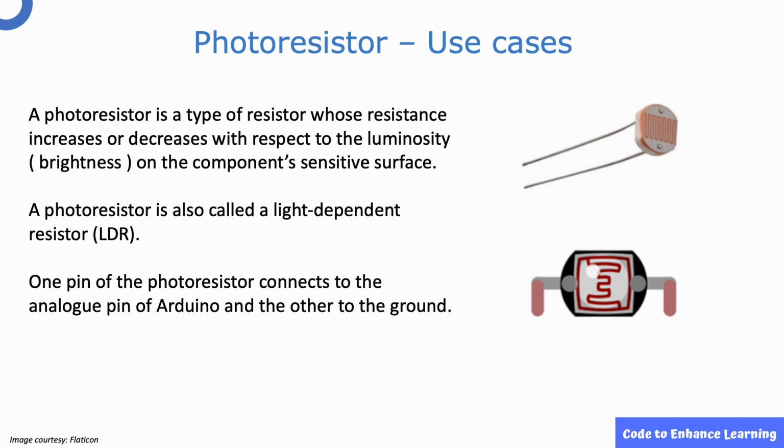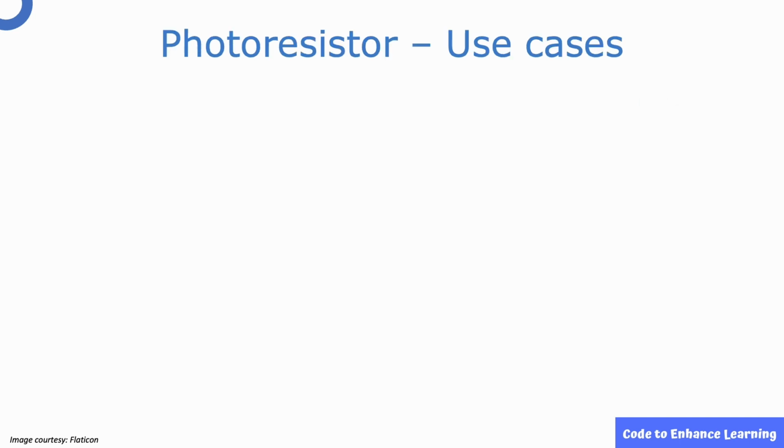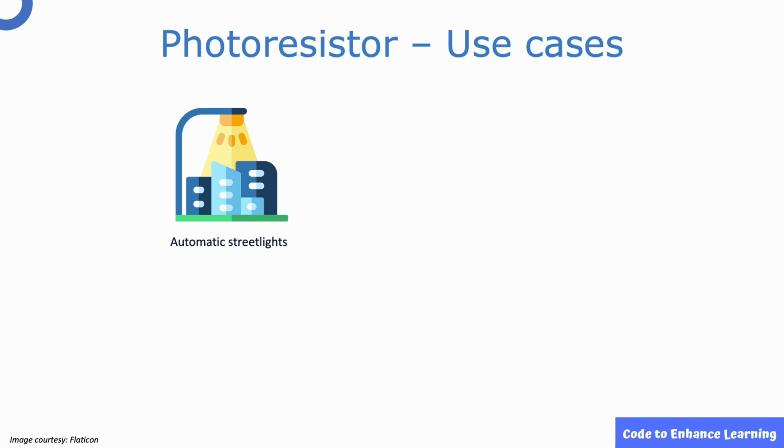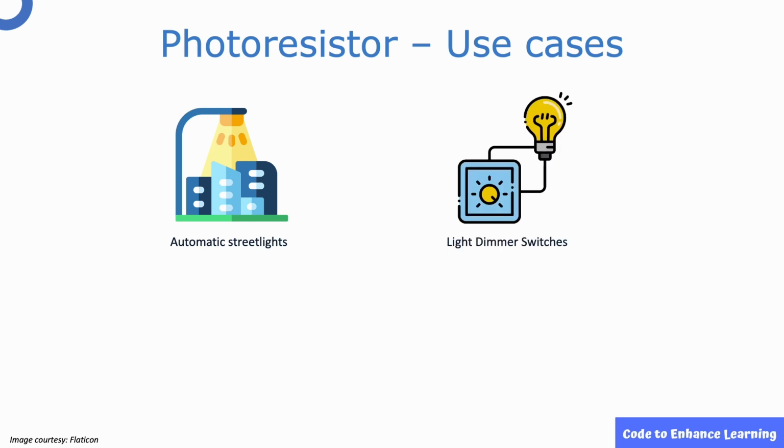One pin of the photoresistor connects to the analog pin of Arduino and the other to the ground. Let us see some areas where photoresistors are put to use. Photoresistors are used in automatic street lights to turn the lights on and off according to the ambient light level. Light dimmers use photoresistors to control the brightness of lamps and lights.